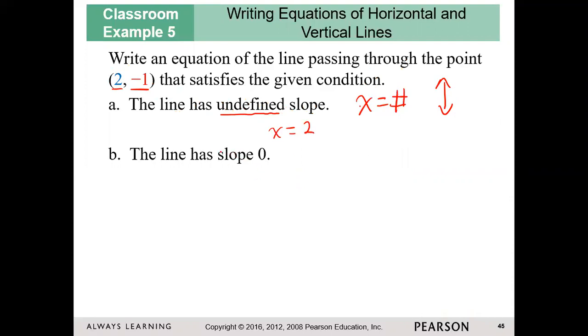And on the other side here, where a line that has a slope of 0, this one is y is equal to some number, which has a horizontal line for its picture and has a slope of 0. So this one is going to be y is equal to -1.